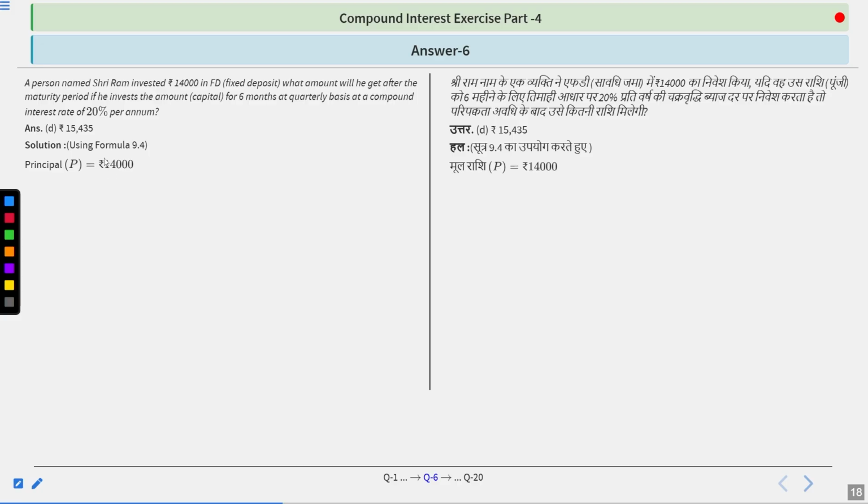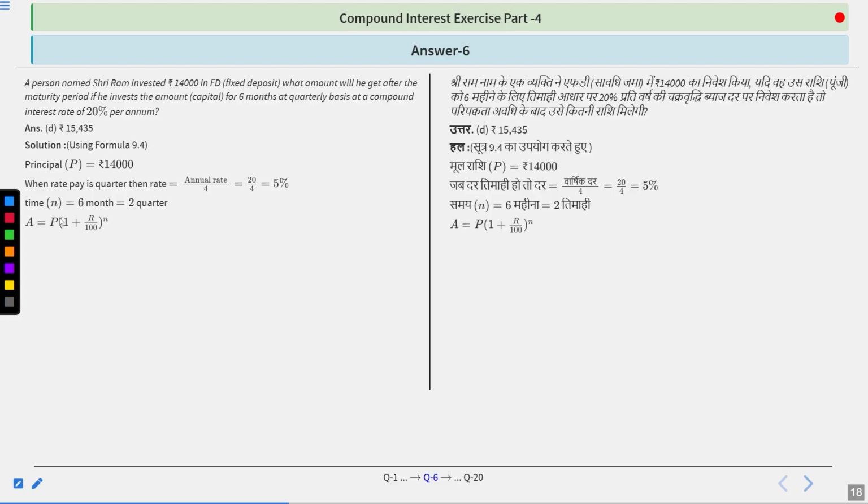So given things were principal P, that is rupees 14,000. When the rate is paid quarterly, it is going to be the annual rate upon 4. So the interest rate was 20%, but that was annual. So the quarter rate is going to be 20 upon 4, that is 5%. Time period was 6 months, and 6 months has 2 quarters of 3 months and 3 months.